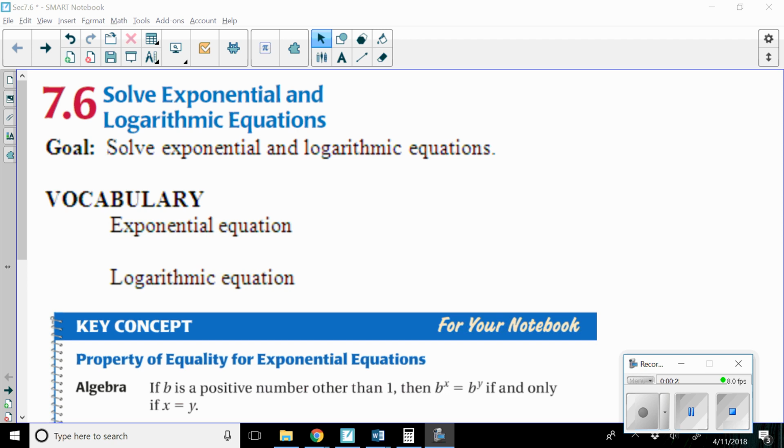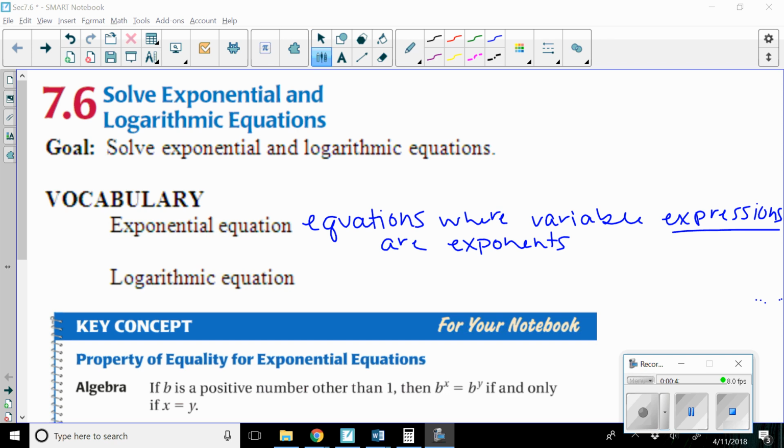So a couple vocab terms that you have are exponential equations, and those are equations where variable expressions occur as exponents. So instead of just having one variable in the exponent, you have an entire variable expression. And secondly, we have logarithmic equations, and these are equations involving logarithms of variable expressions.